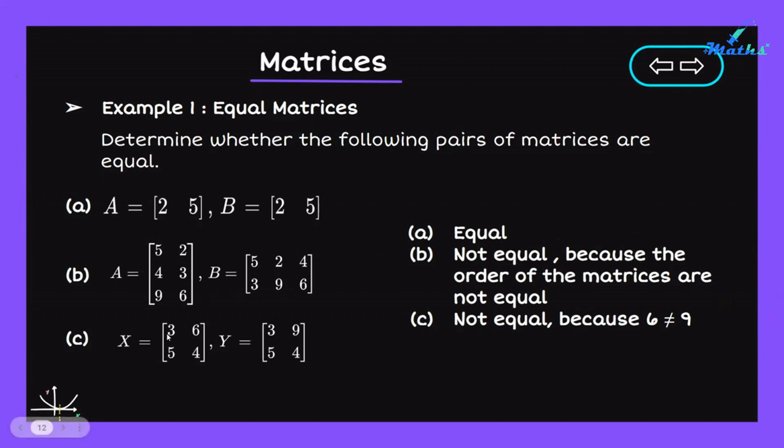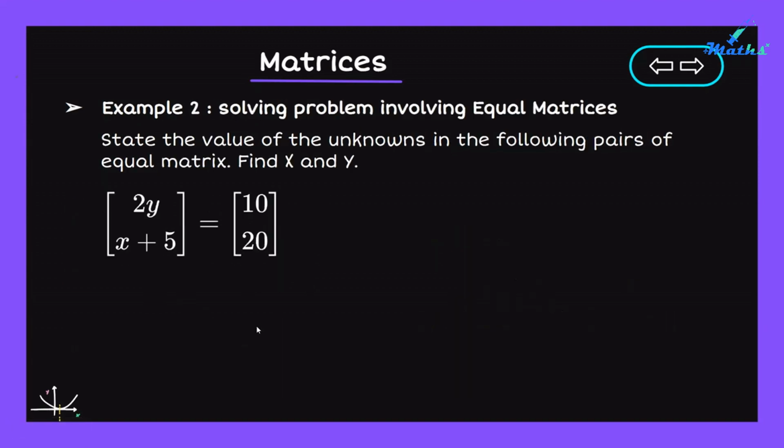And then for C, it's not equal, because the first one is correct, 3 is 3. But 6 is not equal to 9. But the others are the same. But also, it's not an equal matrix since there's a 1, it's not the same.